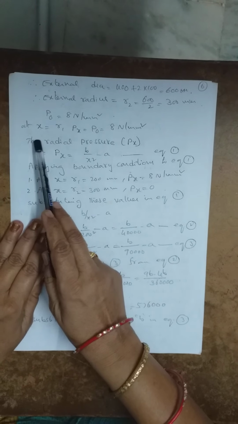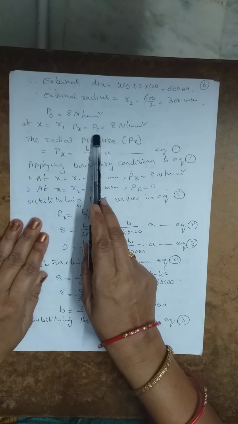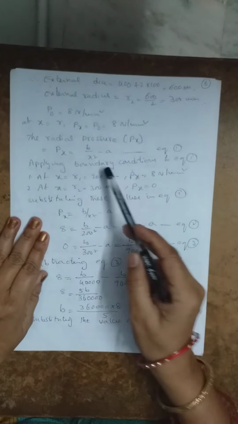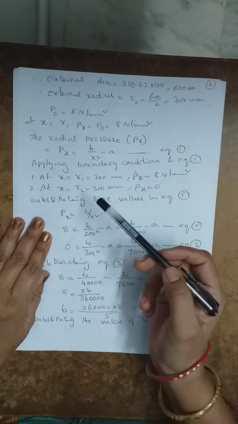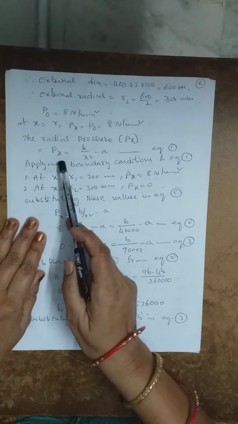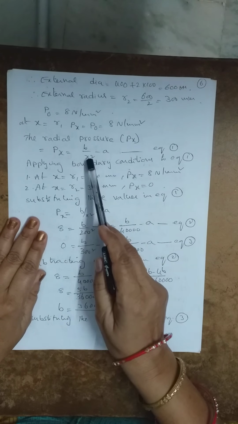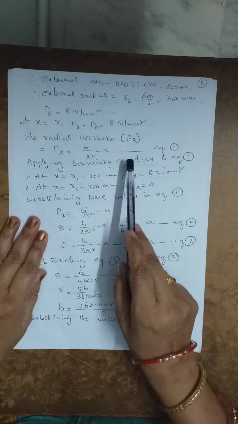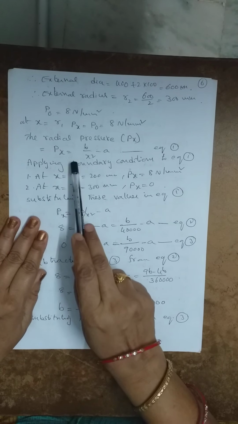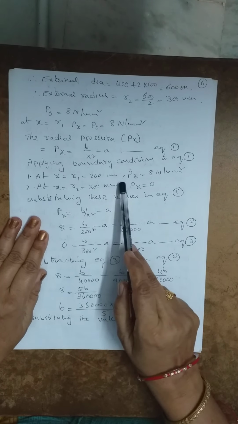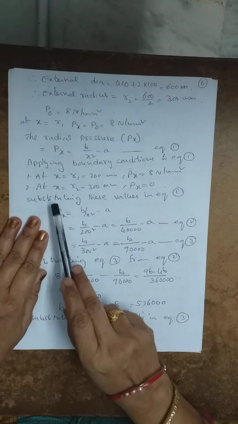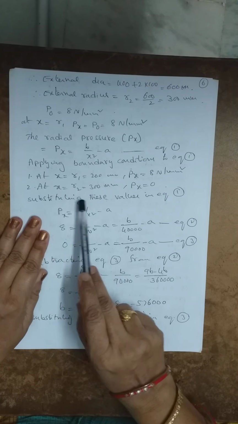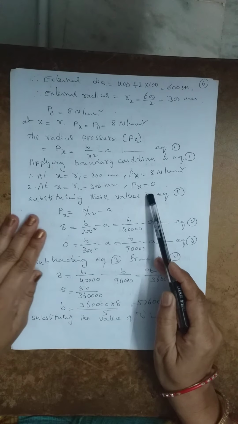This is given in the question. At x equal to r1, px or PO is equal to 8 newtons per square mm, and the radial pressure is px. As we derived in the previous lecture, px, the radial pressure, is equal to B by x square minus A. By applying boundary conditions to this equation: at x equal to r1, 200 mm, px is 8 newtons per square mm, and the second boundary condition, at x equal to r2, the external radius 300 mm, px will be 0.